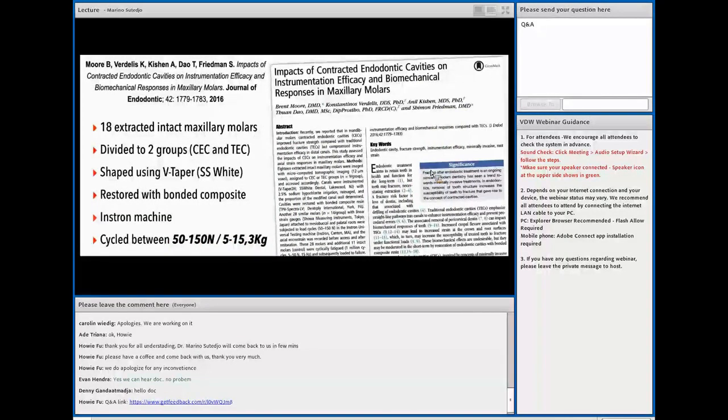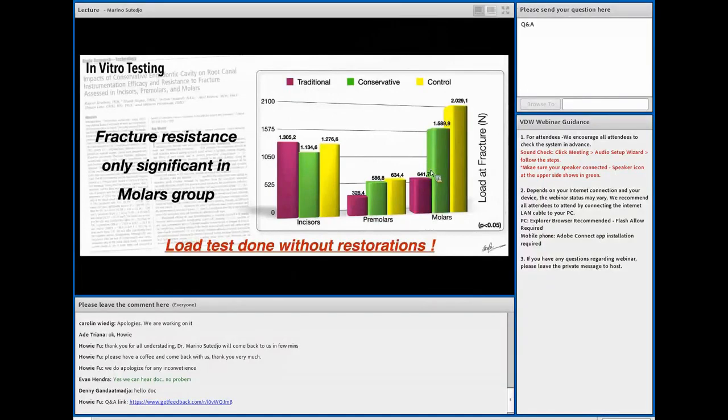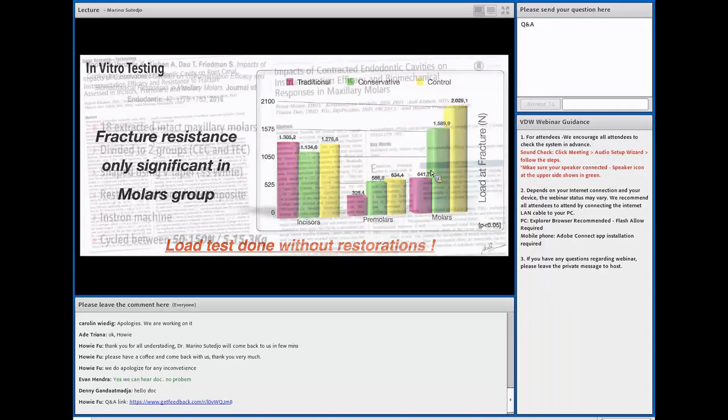So there is an interesting paper in 2016 where they tried to replicate our biting forces. They used 18 extracted maxillary molars and divided them into two groups. Number one is the contracted cavities, and number two is the traditional cavities. And they both shaped the canals using the F2 ProTaper from SSY, and they put composite restorations, because in the previous research done by Krishan, the load test was not done with any restorations. I think that is almost impossible, because all of us, after we finish our endodontic treatment, will follow with restorations.